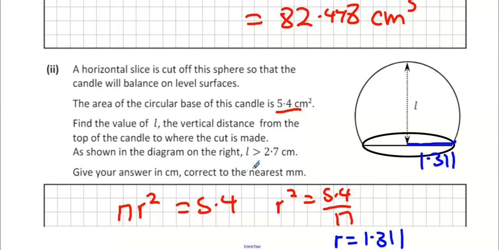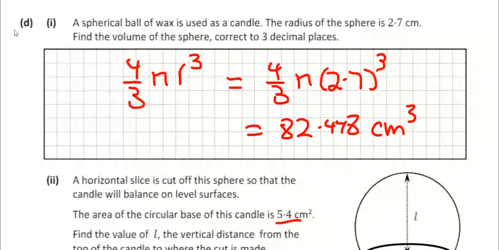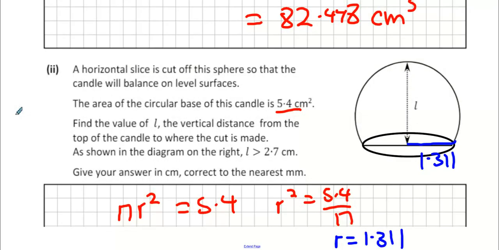Okay. Find the value of L, the vertical distance from the top of the candle where the cut is made, as shown in the diagram. L has to be bigger than 2.7. Give your answer correct to the nearest millimeter. Okay. Is this the old sphere? The sphere we just did in the last question. And what's the radius of the old sphere? 2.7. So if you imagine the center of the sphere. Standard one. I imagine that's the center of the circle.